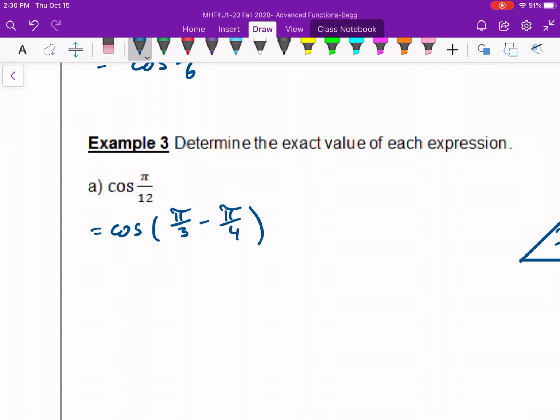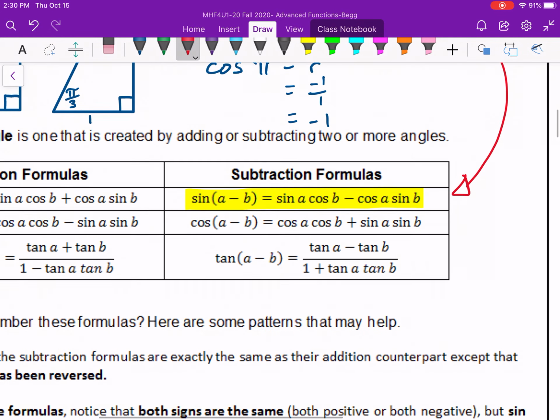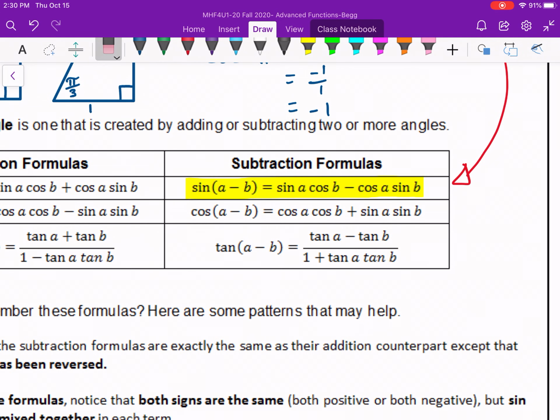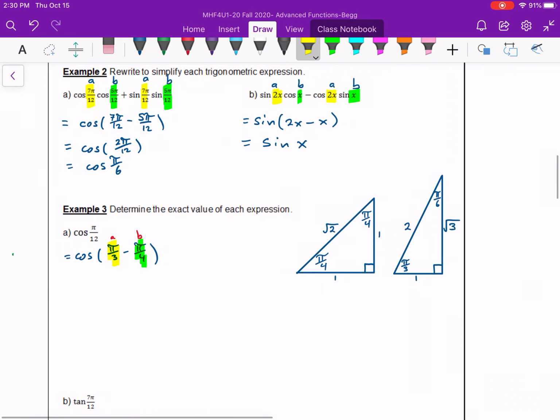Okay, so that's the first step, is just breaking it up. And then we think of this as A and this is B, right? Again, think AB. And let's go to the formulas above again. Let's find the one that's cos and subtraction. So cos combined with subtraction is back to this one. So cos A times cos B plus sine A times sine B.